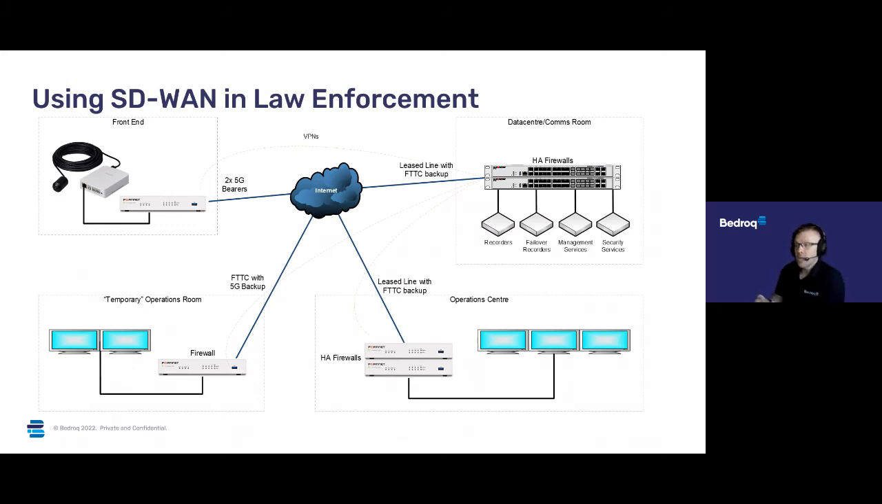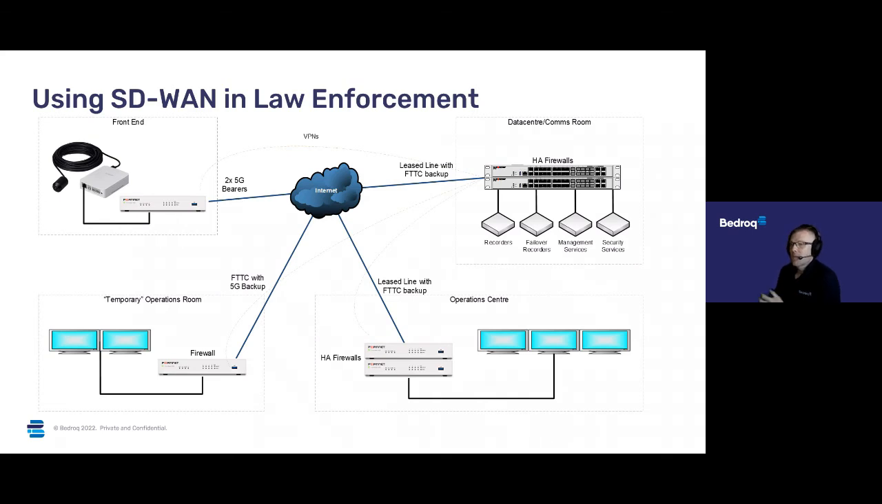So we can do that, and then we can have separate operations centers that are connected into that for viewing video. Again, our front end may be quite a small deployment with a small covert camera or something like that, maybe with a couple of 5G bearers. As I say, this is an example, so you can fit whatever you like in terms of those connections. And because it's all now decentralized, so to speak, we can add things like temporary operations rooms relatively easily.